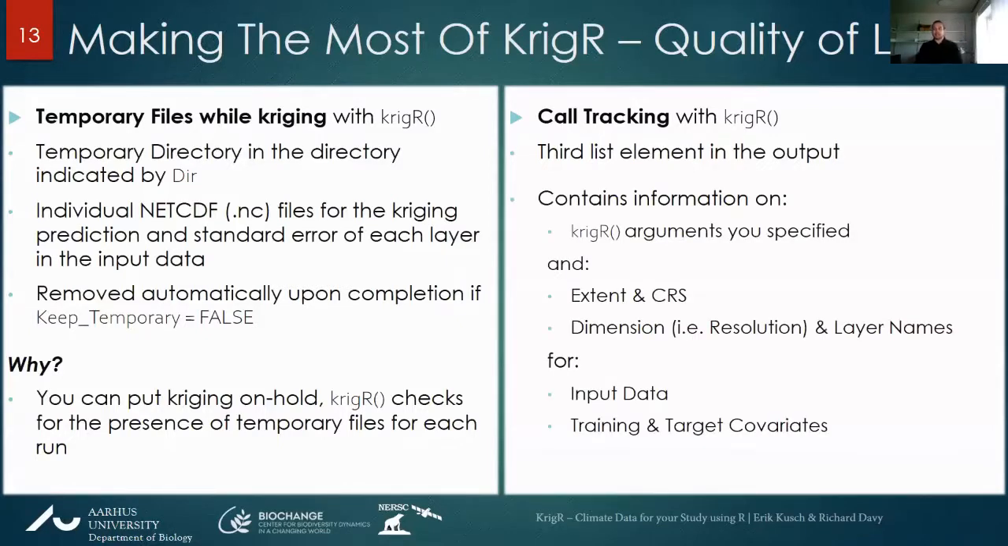This call tracking information contains which KrigR arguments were specified in the function call to KrigR, but also the extent and coordinate reference system, as well as the dimensions, meaning resolution, cell count, n row, n column, for example, and the layer names in your input data, meaning the data to be KrigR'd, as well as your training and target covariates. We do this in such a way that the call itself doesn't store the input data, it just stores however we would summarize these data, meaning it's very lightweight on your RAM, for example.